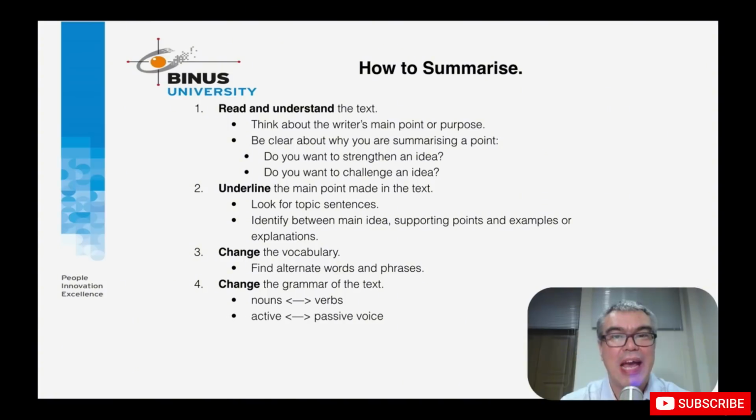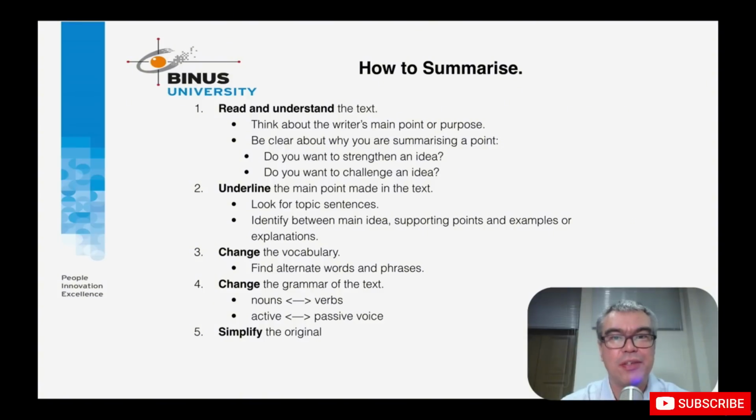Change nouns to verbs. Change the active to the passive voice. And of course, I've talked about using the passive voice in the lesson on correct academic style. So if you want more information about the passive voice, please go and check out that lesson.